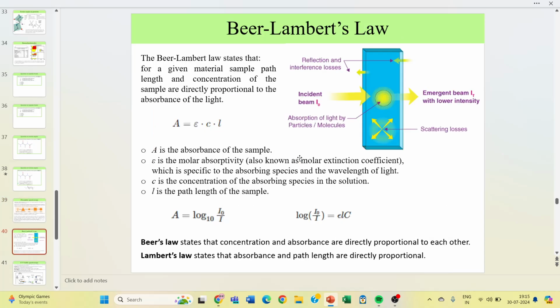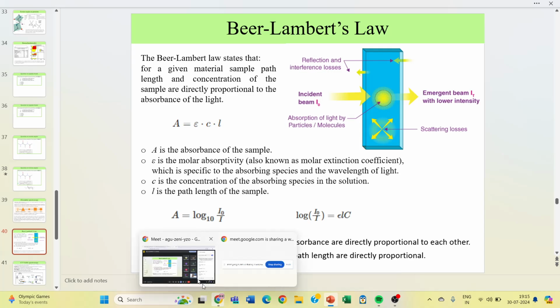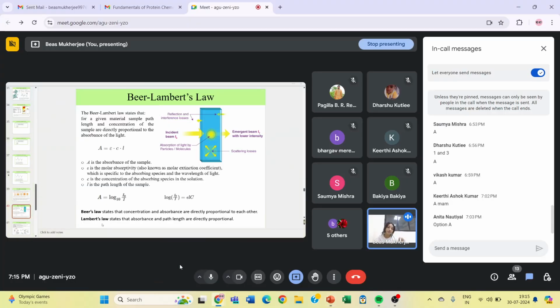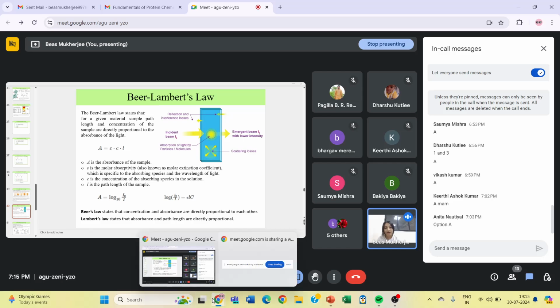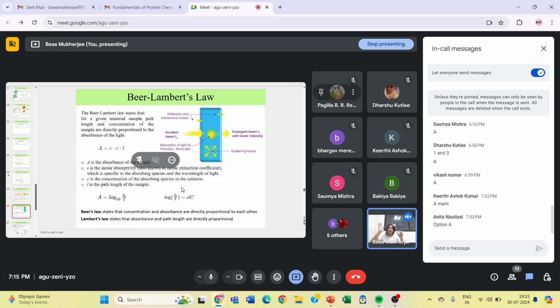Now we will look at a very interesting and important concept, the Beer-Lambert law. You will get questions on it in every exam, so please remember the formula. What does the Beer-Lambert law say? It states that for a given material, the sample path length and concentration... What is the path length? It is how much path the light actually traverses after entering the sample. That is the sample path length.